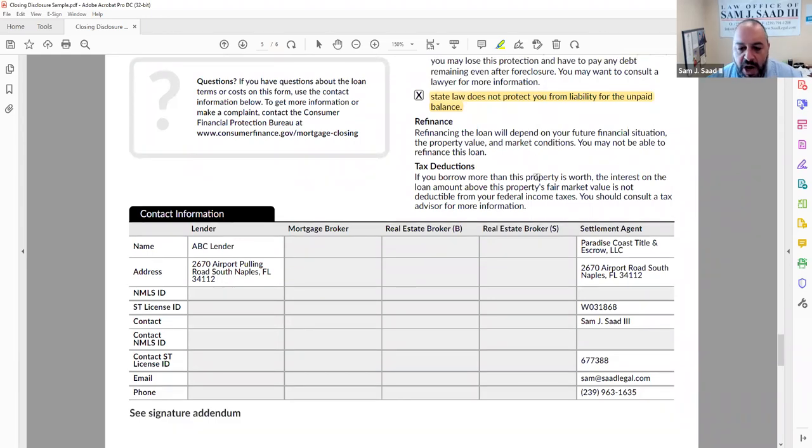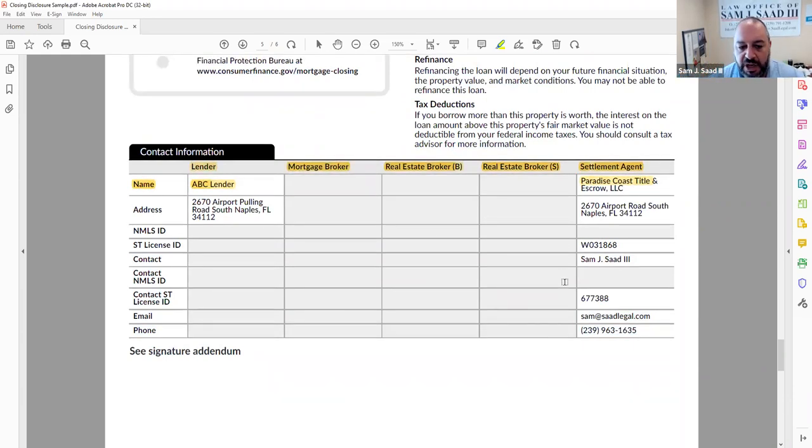And then the last part of this here is the contact information, which I did not include everybody's contact information, but it all is disclosed here. You have the buyer's broker, the seller's broker, the settlement agency, the mortgage broker, and the lender. All their pertinent contact information, state licensing information, is disclosed right here.